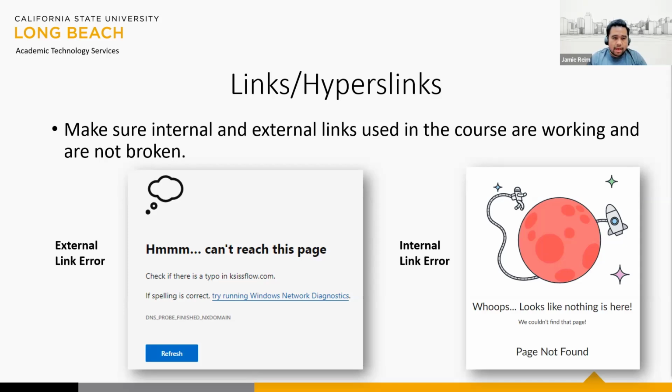Now, for the bottom examples, you will see the external link error that reads, can't reach this page. And then the second example shows an internal link error that reads, whoops, looks like the thing is here and the page is not found. Both of these are things that we do not want our participants to see, and ensuring that the links are properly working will prevent you from seeing these error messages for both the internal and external links in the organizational courses.